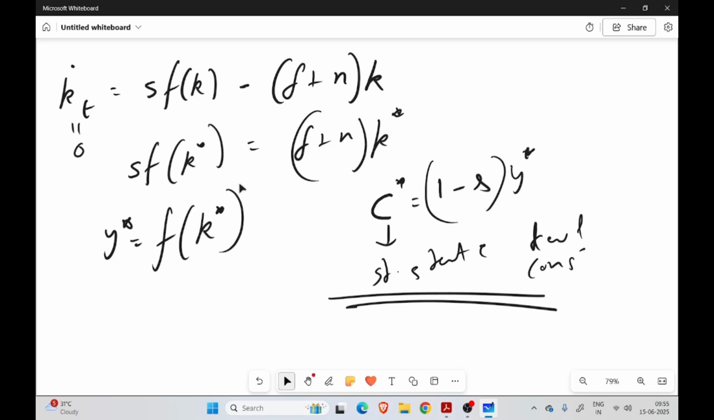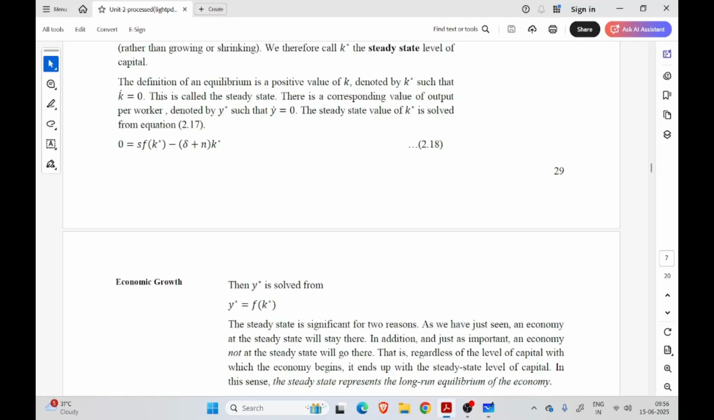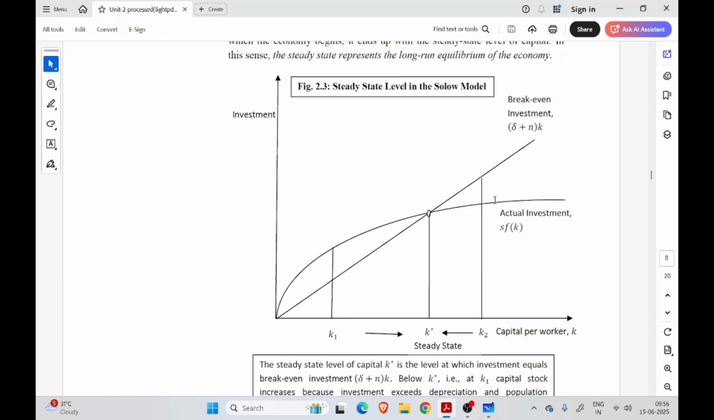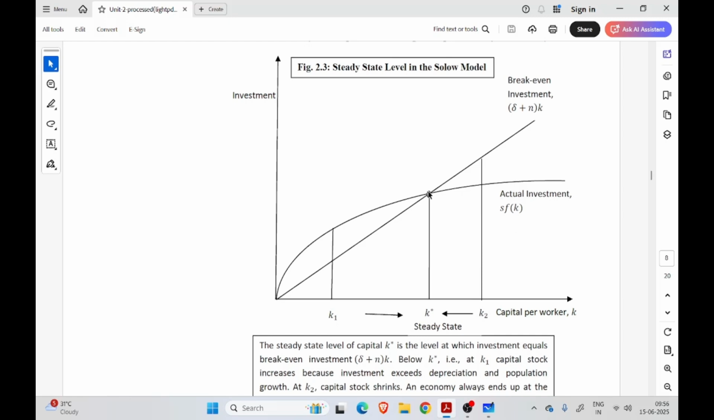Now, let us look at how it looks graphically. Therefore, you find this equation and make K dot t equal to 0, and the value of K for which K dot t is equal to 0 is the steady state level of capital. Now, this is the investment and this is the capital per worker. So, we have Y equal to s f(k), this is actual investment, and this is the break-even investment. This point where actual investment equals break-even investment is called the steady state level of capital.